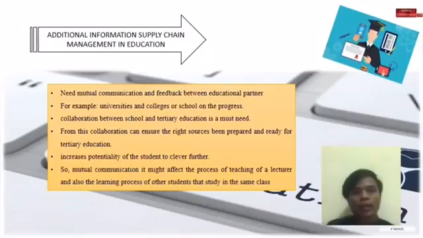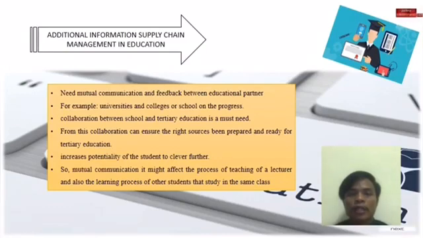So, next is additional information on supply chain management in education. It needs mutual communication and feedback between educational partners, for example universities, colleges or schools, on their progress. Collaboration between school and tertiary education is a must. This is because the collaboration can ensure the right resources have been prepared and are ready for the tertiary education.